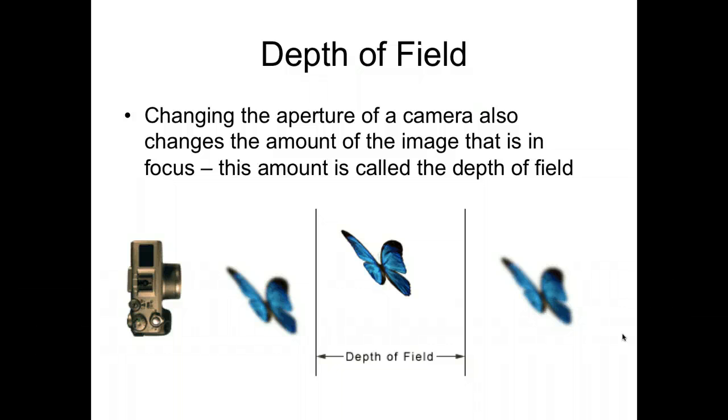Now, I do apologize, guys. This is a new presentation. I got a little bit ahead of myself. Now I can talk about what's called depth of field. This is something that the aperture also controls along with the amount of light that comes in through the lens.